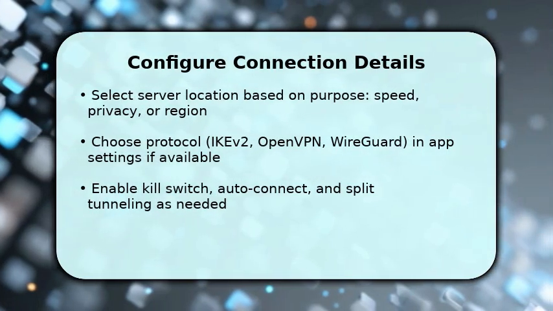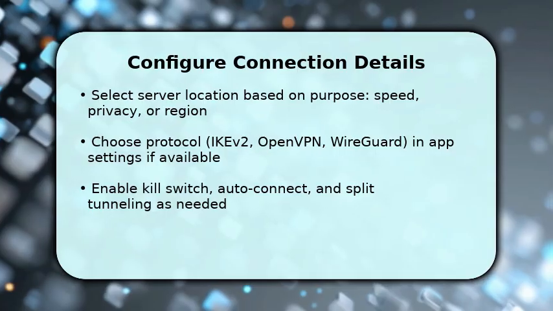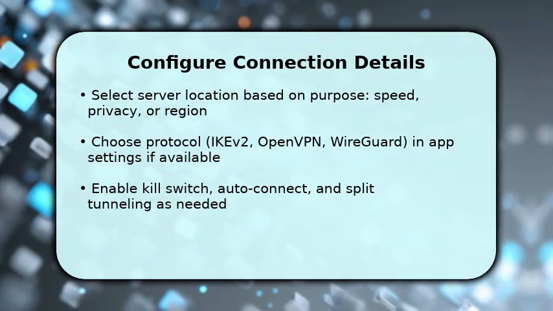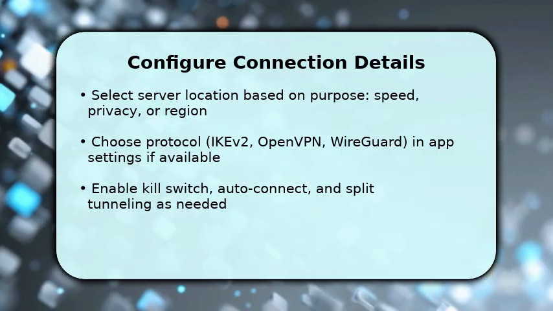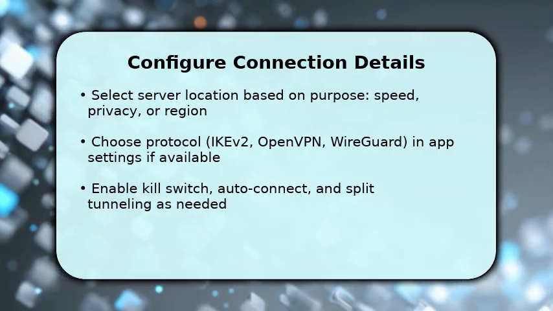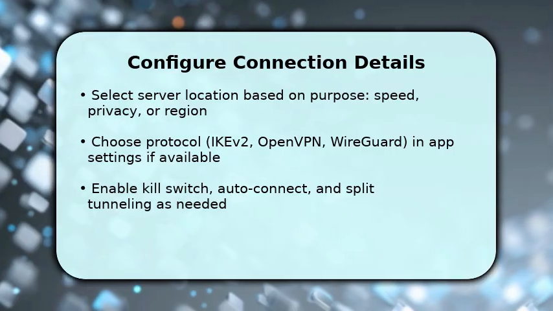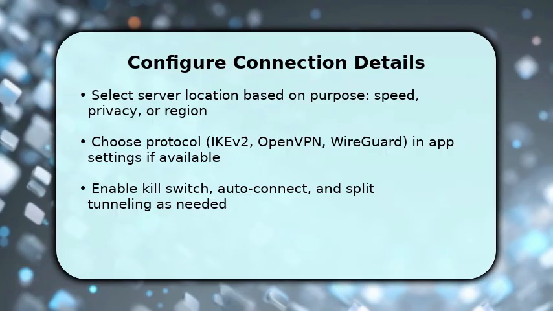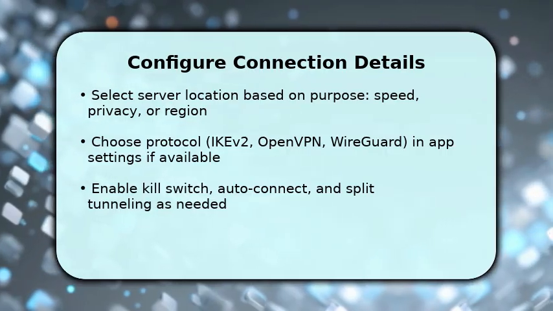Pick a server location that matches your goal, low latency for streaming or a privacy-friendly country for anonymity. Make protocol choices in the app, like WireGuard or IKEv2 for a balance of speed and stability. Turn on features like the kill switch to block traffic if the VPN drops, and enable auto-connect on trusted networks.